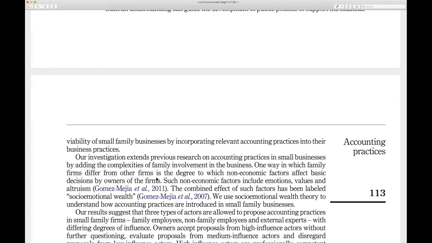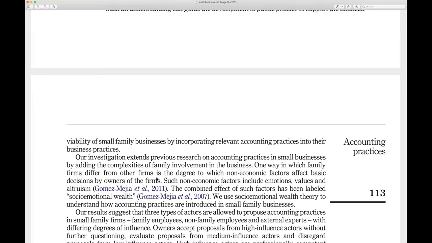Our investigation extends previous research on accounting practice in small businesses by adding the complexities of family involvement in the business. Interesting. So one way in which family firms differ from other firms is the degree to which non-economic factors affect basic decisions by owners of firms. Such non-economic factors include emotions, values, and altruism. Then they said that the combined effect of such factors is labeled as socio-emotional wealth. We use socio-emotional wealth theory to understand how accounting practices are introduced. You see how the theory now comes in to justify where he's going. So he didn't say there was a theory gap, but he's telling you that in addressing the research gap, we need a theory that will respond to the issue. That's what I was telling you right now.